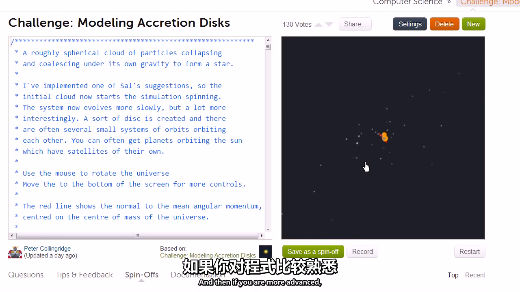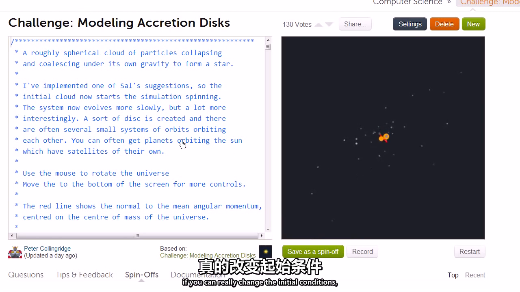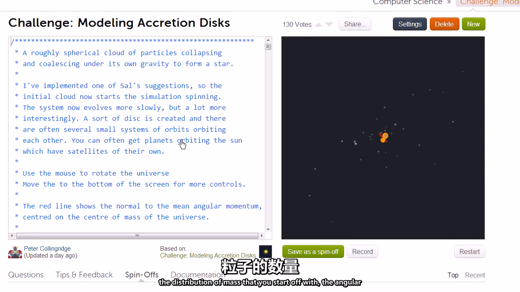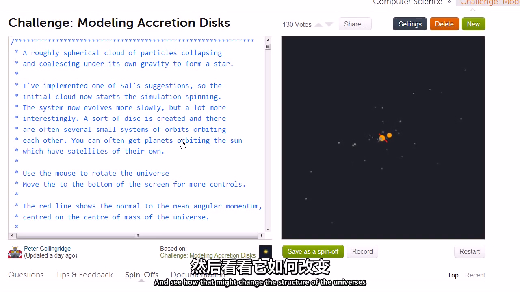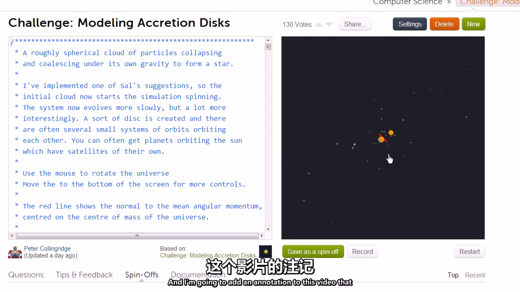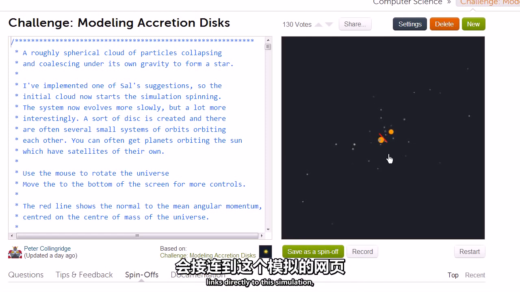And then if you are more advanced, actually play with the code and see if you can change the initial conditions, the starting velocities of things, the number of particles, the distribution of mass that you start off with, the angular momentum that you start off with, and see how that might change the structure of the universes that you create.